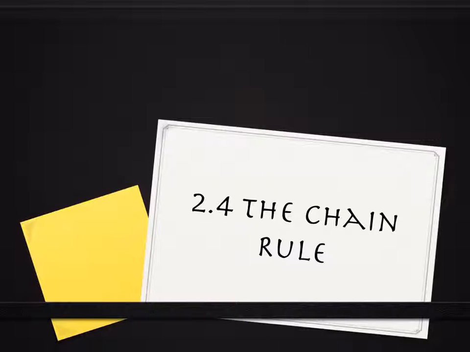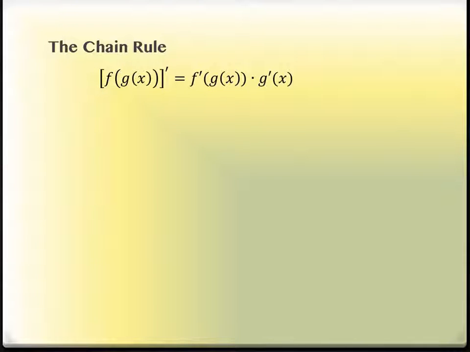Section 2.4 is titled the chain rule, and what we're going to do in this section is take functions that look like they're something inside of something else. Okay? So the basic chain rule definition looks like this.